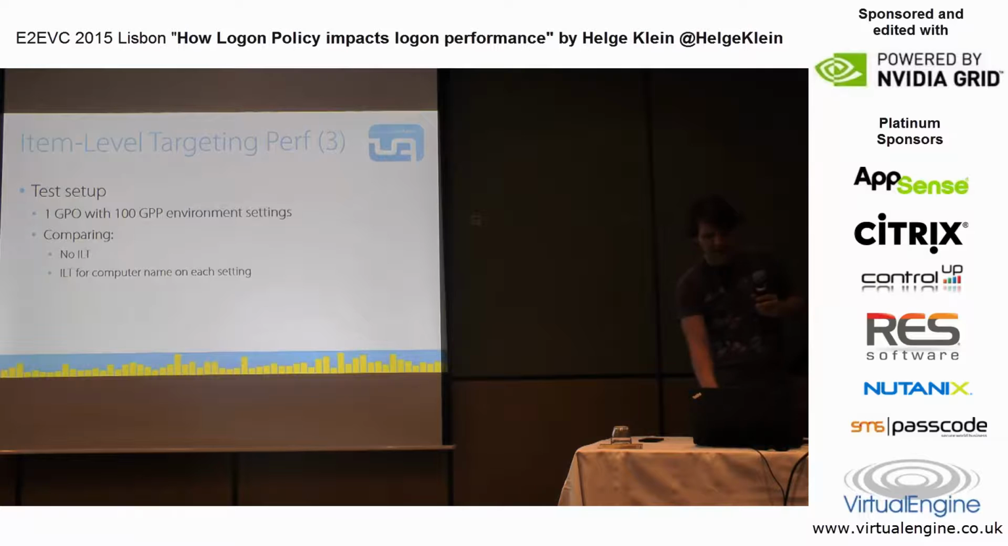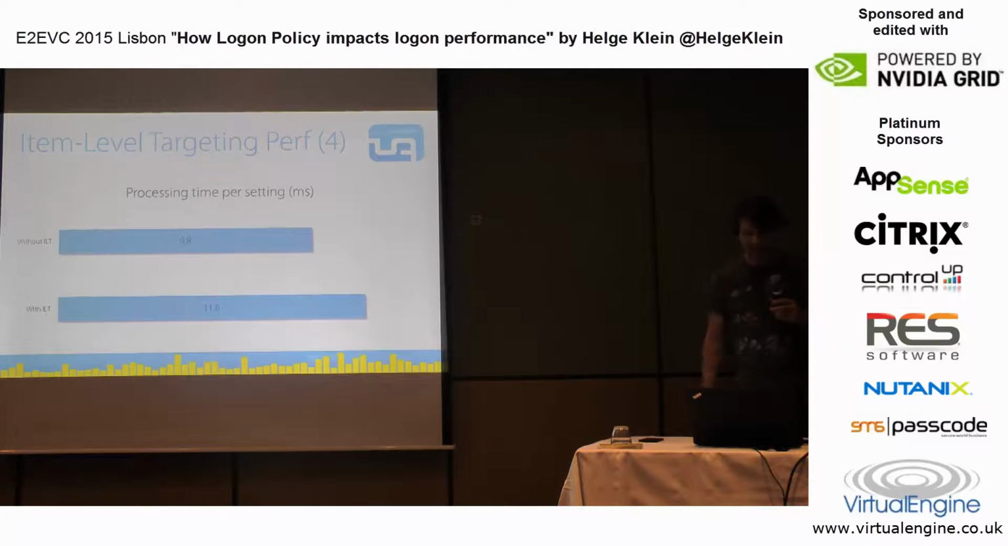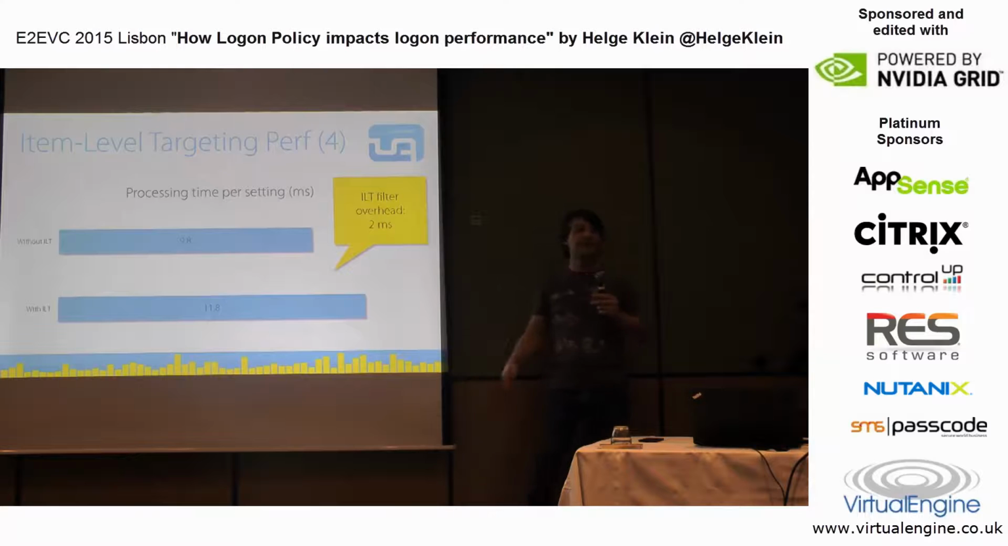So let's take a look at the actual performance. In this case, I created one group policy object with 100 different environment variable settings. In one case, there was no item level targeting. In the other case, there was item level targeting for each of those 100 settings. Now comparing those two, we see there is a certain overhead of nearly 20%. And 2 milliseconds by itself is not very important, of course, but if you have hundreds of settings, it may become relevant.